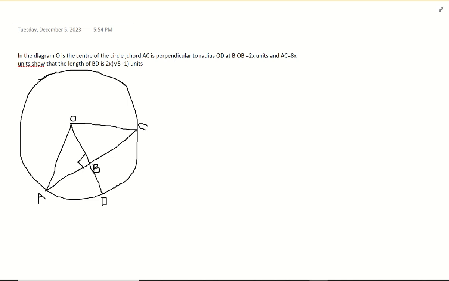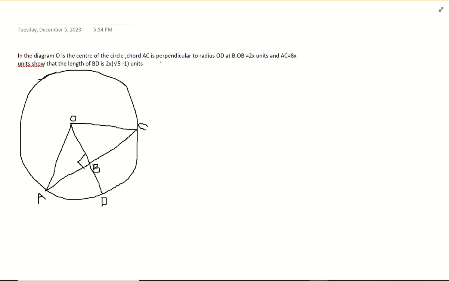The question in this problem is that in the diagram, O is the center of the circle, chord AC is perpendicular to radius OD. Then OB is equal to 2x, from O to B is equal to 2x, and AC is equal to 8x. Show that the length of BD is 2x(√5 - 1) units.